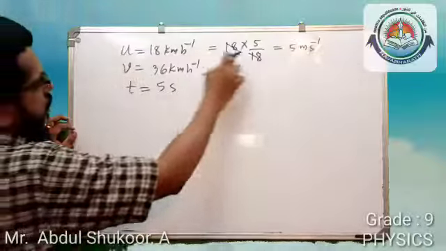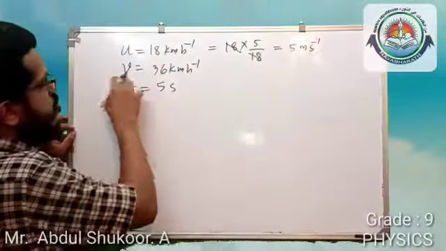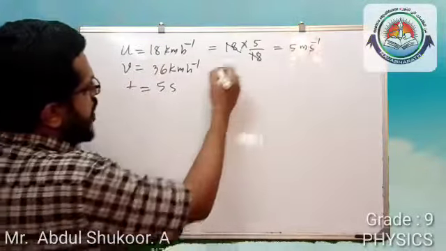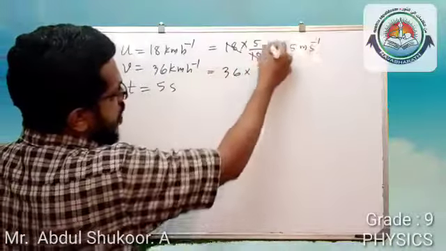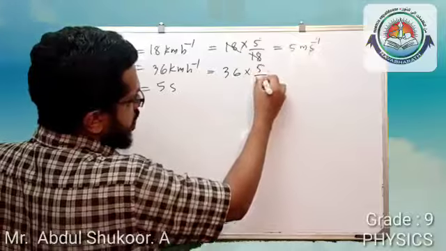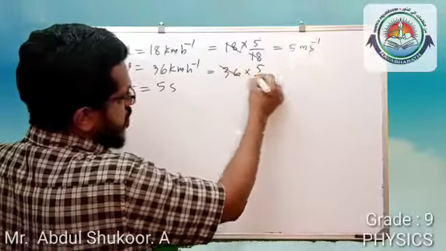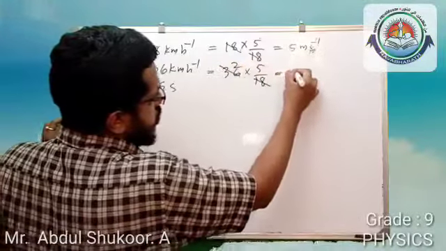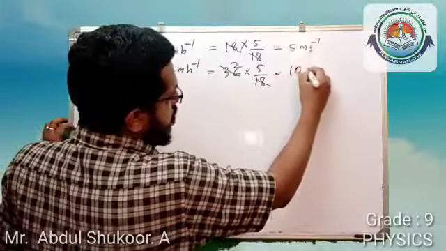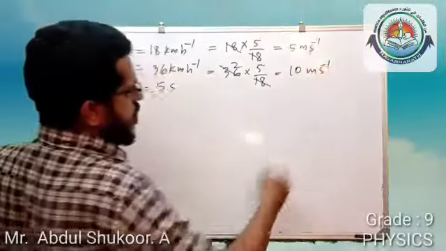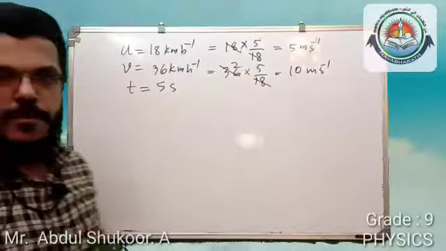And this is the value of u. Again the value of v can be found: 36 into 5 by 18. That means 36 divided by 18 is 2, then 2 into 5 is 10. 10 meter per second. That is the value of v.